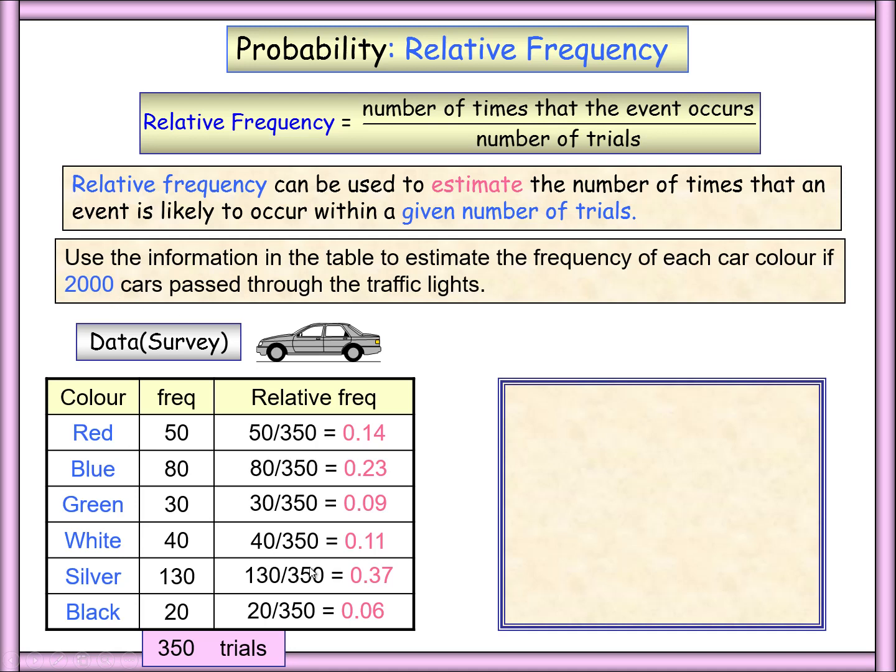So 2,000 cars. So the number of red cars that will pass if 2,000 cars went by would be 0.14 times 2,000. 280 red cars. Number of blue cars, we take the probability of a blue car, 0.23, and then multiply by 2,000. And so on. So I want you to hit pause again, complete this table in your books, and when you're ready to see the answers, hit play again.